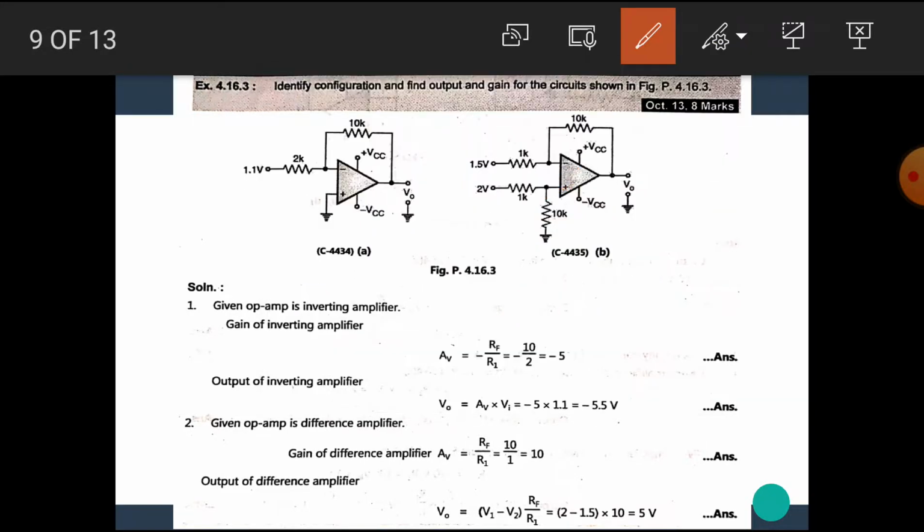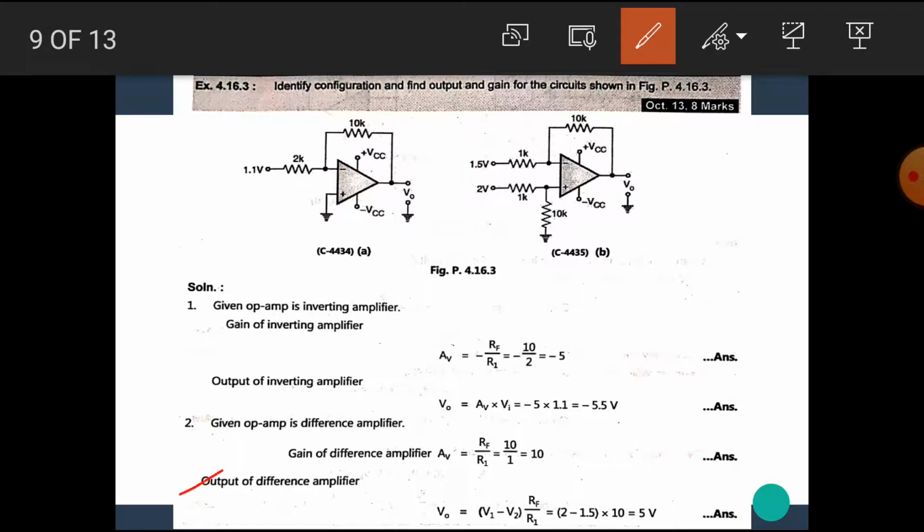Hence it is the op-amp as a subtractor or difference amplifier. From this we can calculate the gain of the amplifier. The gain of subtractor is given by Rf upon R1. Here Rf is 10 and R1 is 1 kilo ohm. Hence we get the gain 10.